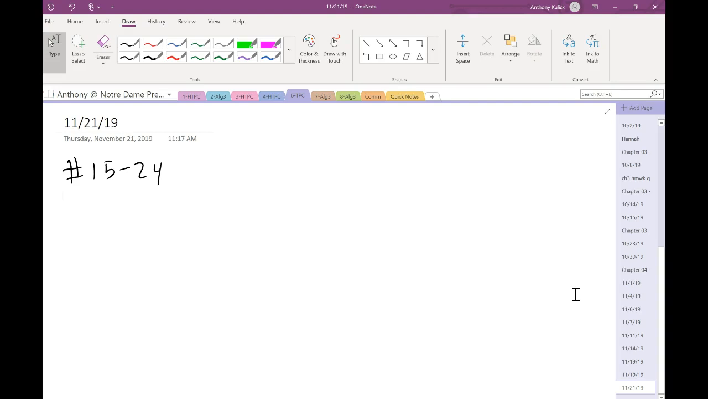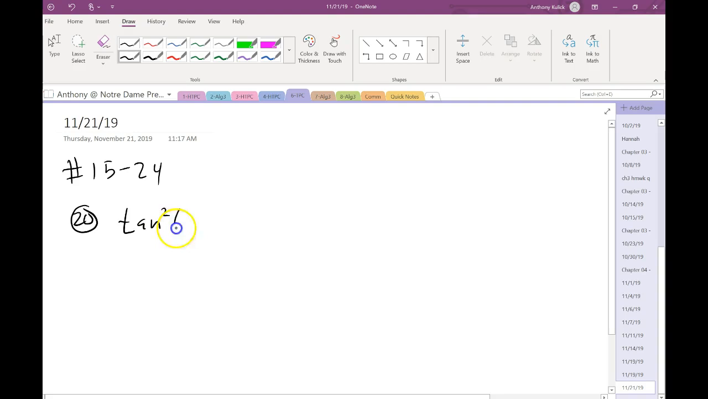Number 20? Yes. Okay. So this says we have tan squared x is equal to 1/3. Everybody okay here? That's the problem, right? Yeah. Okay. So first thing I'd want to do is try to get the tangent of x by itself.